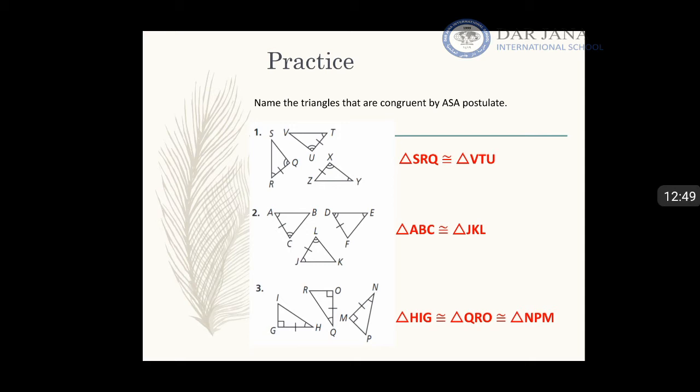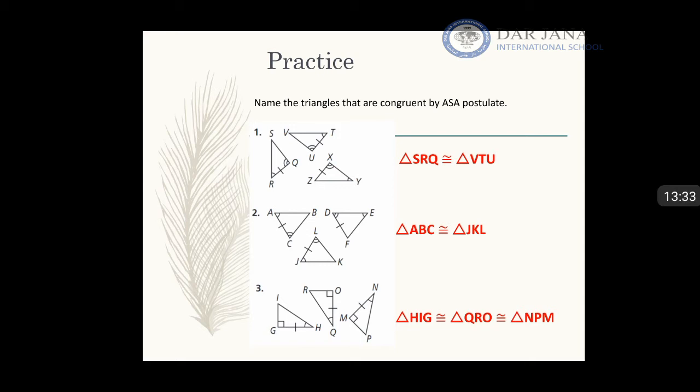But is the side ZX the side included within angle Y and angle X? No, since the side included within angle Y and angle X is the side YX. So we can use the angle side angle postulate to prove that triangle SRQ is congruent to triangle VTU, and this postulate cannot be used with the third triangle. It can be used with those two triangles since we have two angles and an included side on the first triangle, which is SRQ, that are congruent to two angles and the included side in the second triangle, which is triangle VTU. Let's move to the second example.